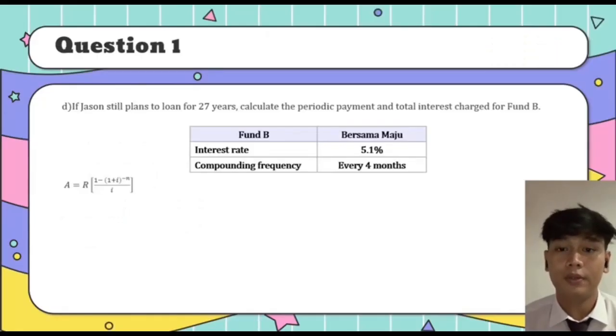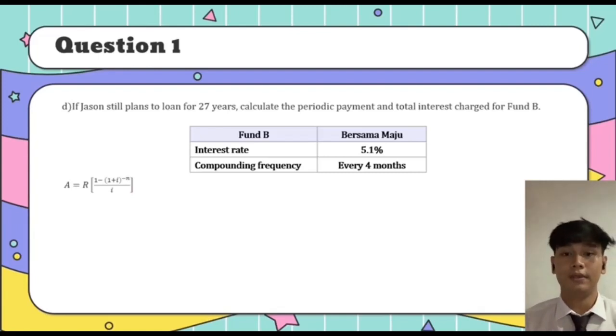Hello, my name is Daud. Today I will present question D. If Jason still plans to loan for 27 years, calculate the periodic payment and the interest charge for fund B. We will use the formula A equals R, open bracket, 1 minus, open bracket, 1 plus I, close bracket, power of negative N, over I, close bracket.